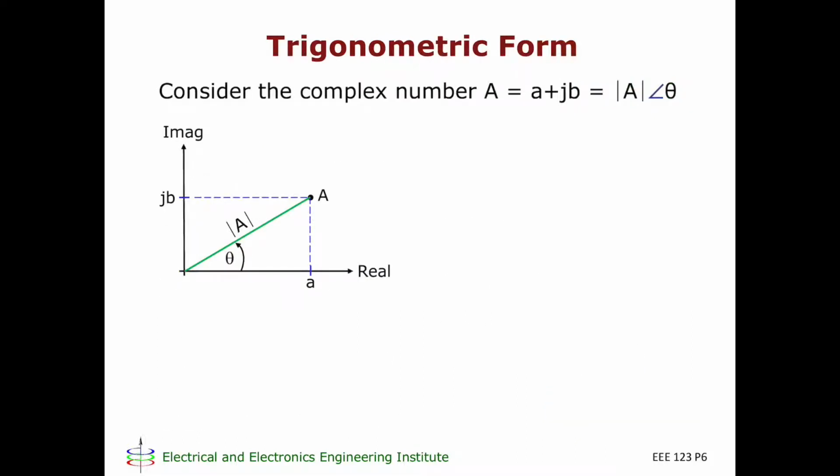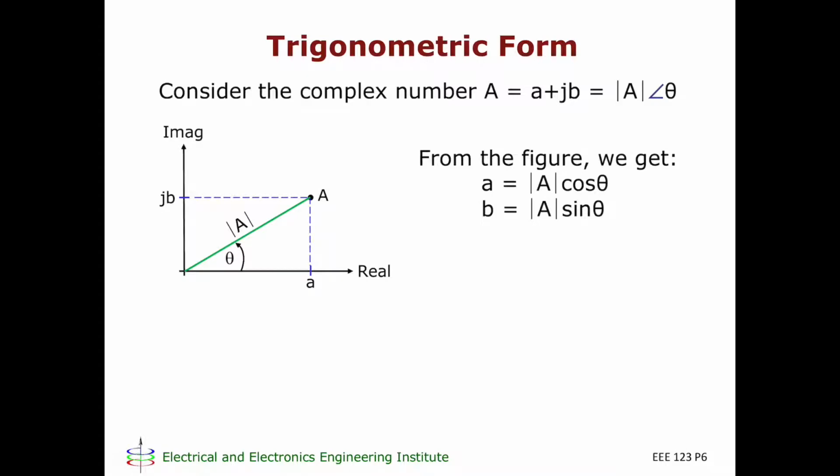The trigonometric form can easily be derived from the polar form. So if we consider the complex number a plus jb, which is the magnitude of A at an angle theta, from the figure, we see that the real part is equal to the magnitude of A cosine theta, and the imaginary part is equal to the magnitude of A sine theta. Thus, we can write the complex number in this form. So this is now called the trigonometric form.